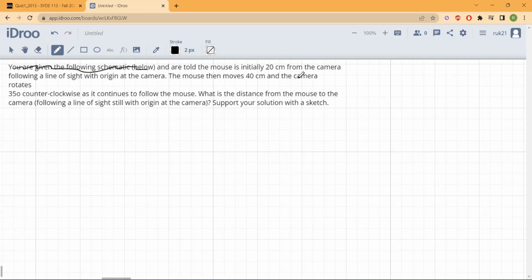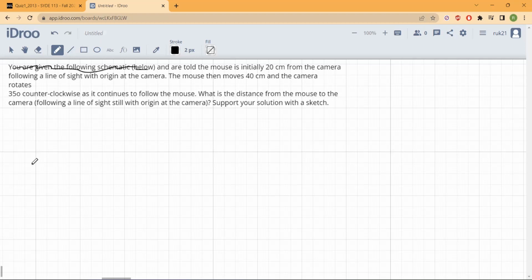We're told the mouse is initially 20 centimeters away from the camera, following a line of sight with the origin at the camera. The mouse then moves 40 centimeters and the camera rotates 35 degrees counterclockwise as it continues to follow the mouse. What is the distance from the mouse to the camera? Support your solution with a sketch. So let's start with a sketch first, so we can understand what's going on, and then we'll start solving. And you'll see that once we draw the sketch, it's actually quite simple.